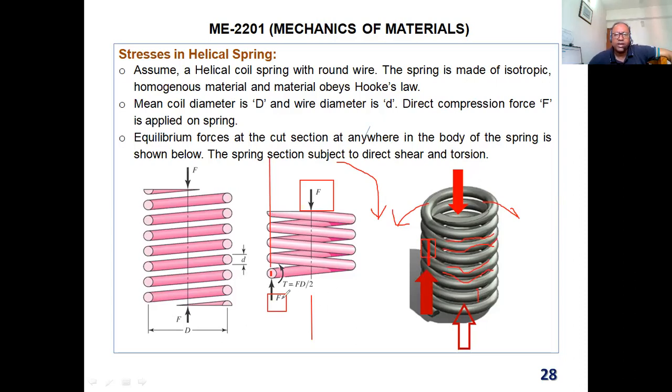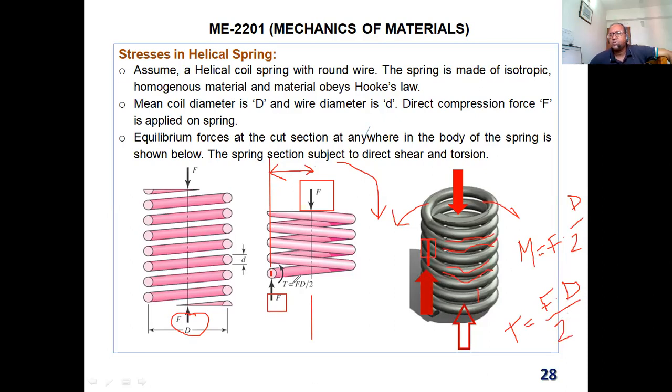Now this torque, F times the distance, if you think of it as a bending moment, will be F into distance. What is the distance? This distance from here to here is the mean diameter divided by 2. So M equals F times mean diameter divided by 2. But as I mentioned before, in the spring there will be no bending moment, but it will create a torque. So instead of M, I'm saying T equals F into D divided by 2.